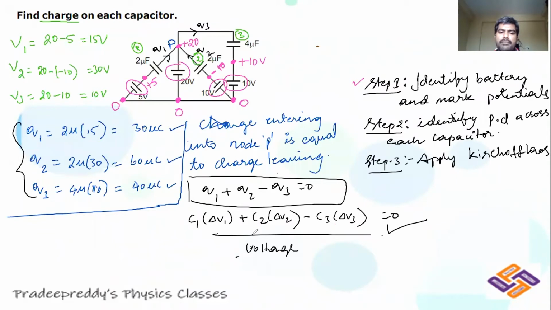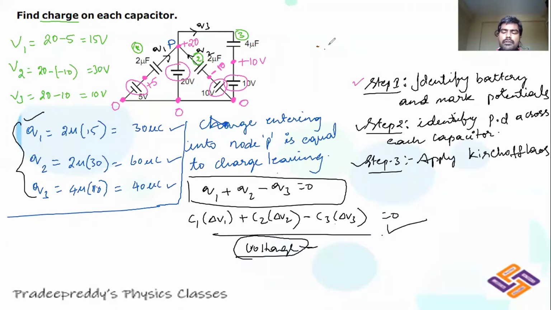After identifying the voltage at that particular point, we can use this same formula, Q is equal to C into delta V. From that you can find out the charges, right? So finally, these are the three steps involved in solving these kind of problems. Whenever you want to find out charge on individual capacitors, simply identify the batteries in the circuit, mark their potentials, and identify the potential difference between the two plates of the capacitors, and then you can find out the charges using the formula Q is equal to CV.